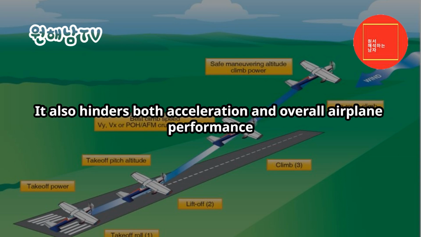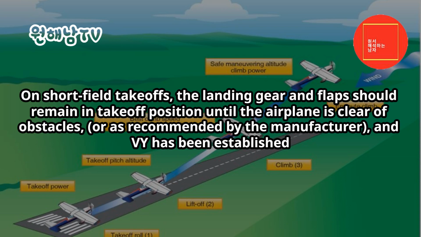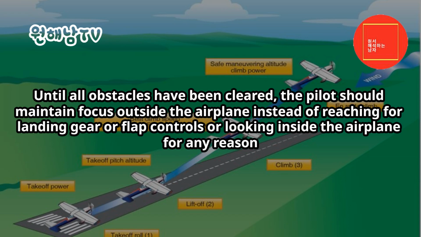It also hinders both acceleration and overall airplane performance. Initial climb. On short-field takeoffs, the landing gear and flaps should remain in takeoff position until the airplane is clear of obstacles, or as recommended by the manufacturer, and VY has been established. Until all obstacles have been cleared, the pilot should maintain focus outside the airplane instead of reaching for landing gear or flap controls or looking inside the airplane for any reason.